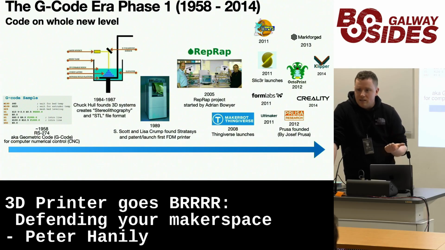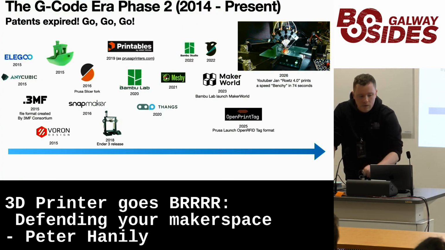Slicer launches. That's a sort of open source slicing software. We have open source firmware launching like Marlin and Klipper, and then a bunch of companies start to get founded out of that. There's effectively Prusa Research, Markforged, Creality, all around the same era.